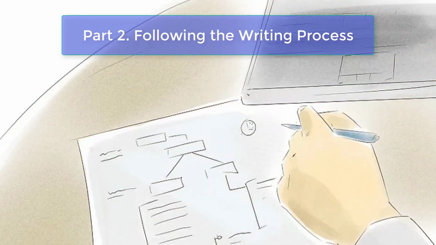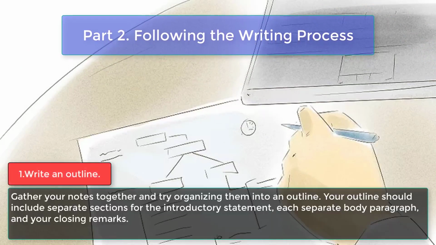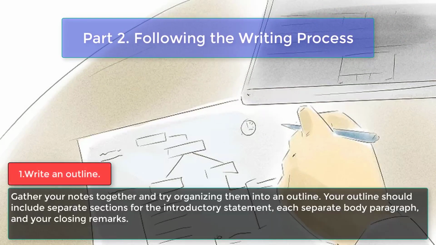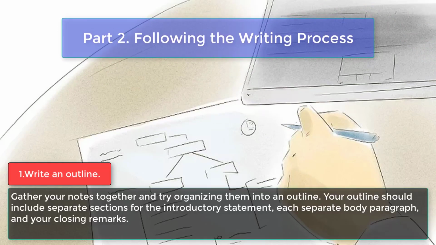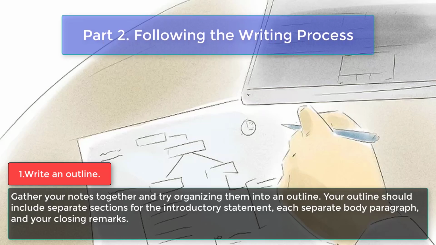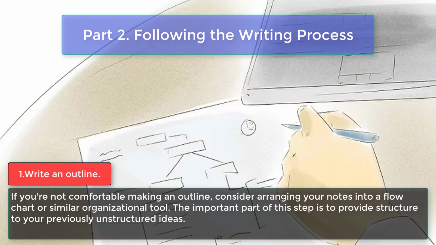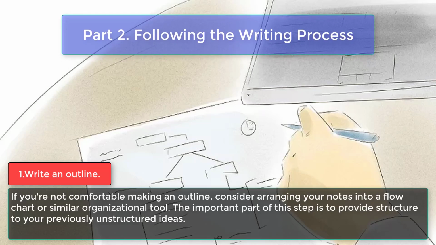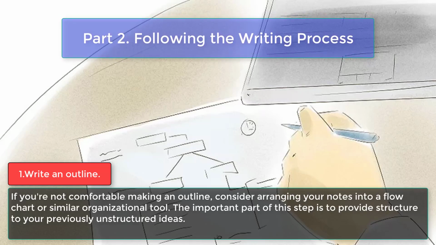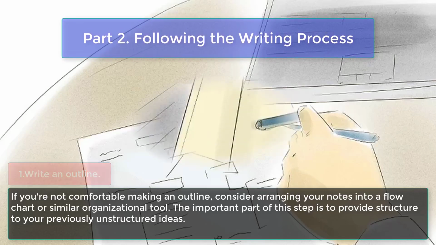Part 2. Following the writing process. 1. Write an outline. Gather your notes together and try organizing them into an outline. Your outline should include separate sections for the introductory statement, each separate body paragraph, and your closing remarks. If you're not comfortable making an outline, consider arranging your notes into a flow chart or similar organizational tool. The important part of this step is to provide structure to your previously unstructured ideas.